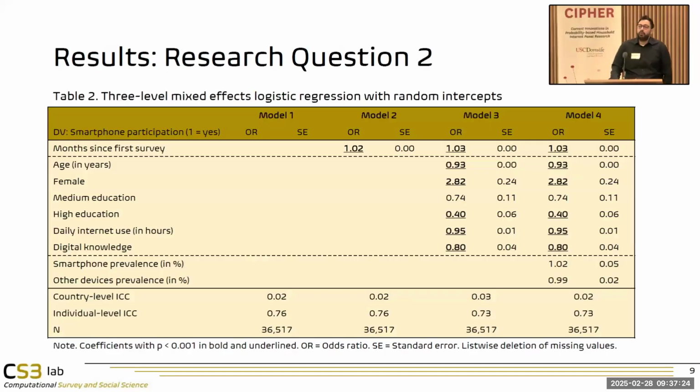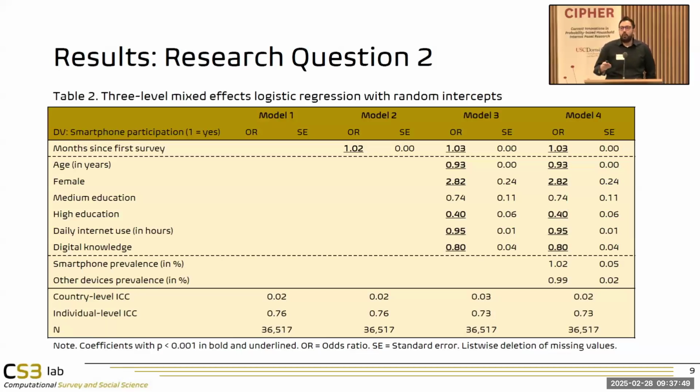Let's take a look at our research question 2. Now we look at the table for our fixed effects regression. And what we can see most importantly is that smartphone participation is increasing over the waves. So it's getting higher. What we also can see is that especially female respondents decide to participate through a smartphone.